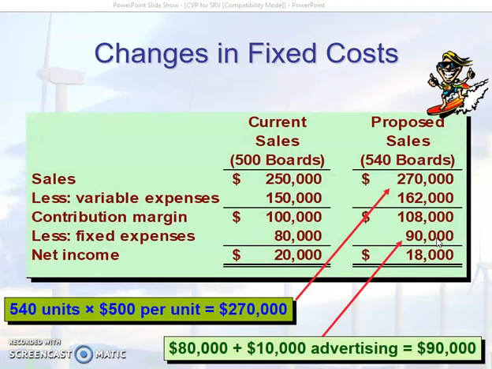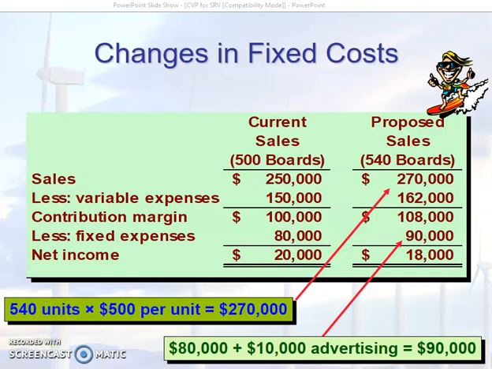But let's look here. If we were to sell an additional 40 units at $500, we would increase our sales revenue from $250,000 to $270,000. Well, that's good. But remember, each one of these 40 extra units is going to incur that same $300 variable cost.